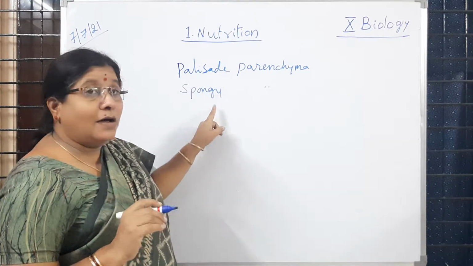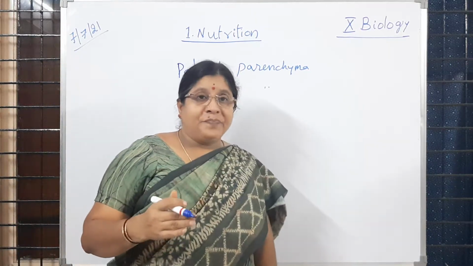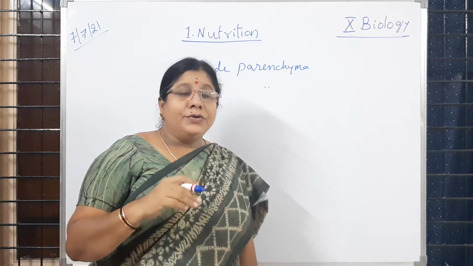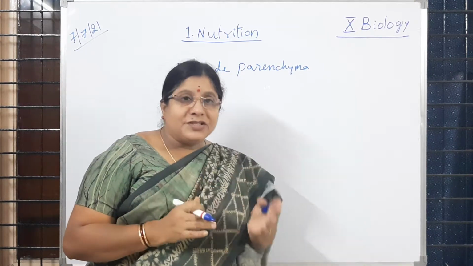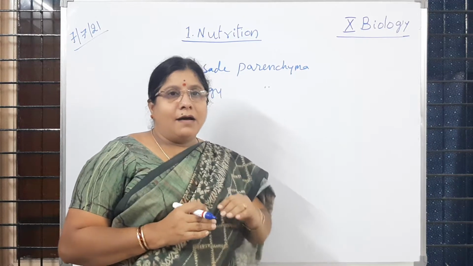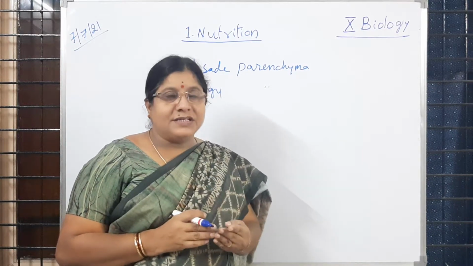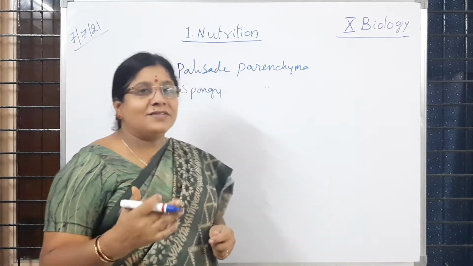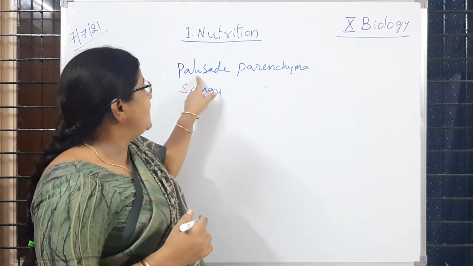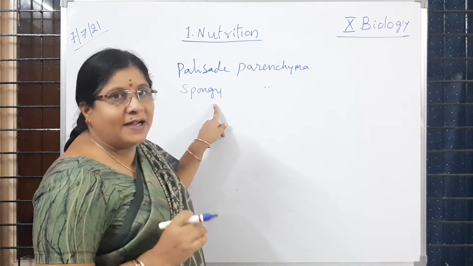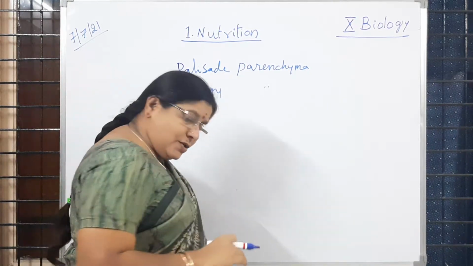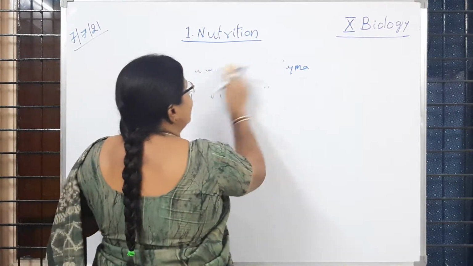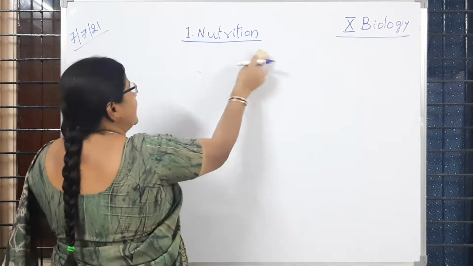Now if you observe further, what can you see? Do they have the same structure, or are you observing any differences? So you have some differences in the palisade and spongy parenchyma. Is it clear to you, children? Now let us learn the differences between palisade parenchyma and spongy parenchyma.